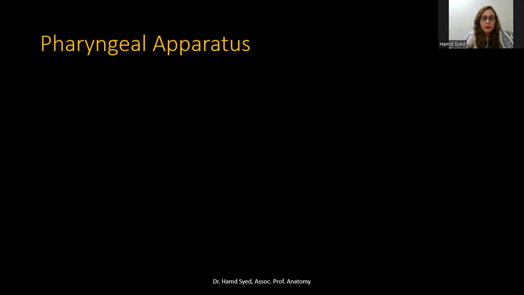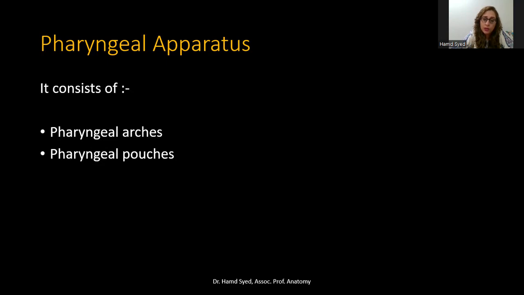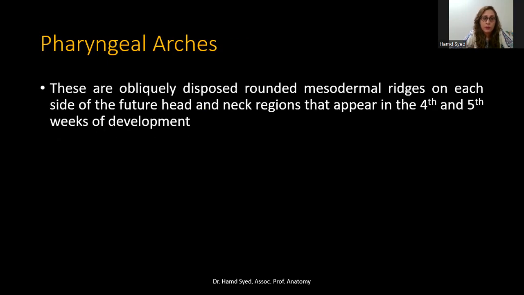So let's start by defining the pharyngeal apparatus. Pharyngeal apparatus is a term which includes the pharyngeal arches, pouches, as well as the pharyngeal clefts. The pharyngeal clefts are also commonly called the pharyngeal grooves. So these three components collectively are known as the pharyngeal apparatus.